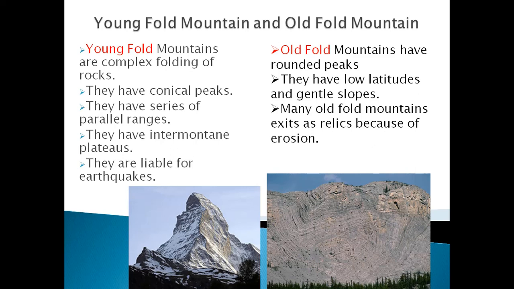Many old fold mountains exist as relics, meaning just a physical feature. We just observe and see it. Old fold mountains consist of monadnocks. That means it exists very separately as a standing landform which withstands the erosion. Now let us have a look into block mountains.